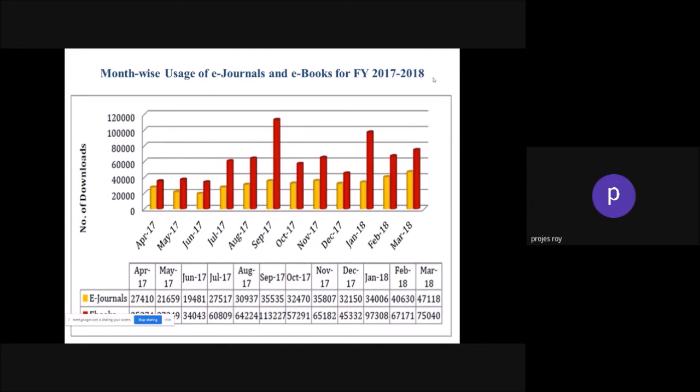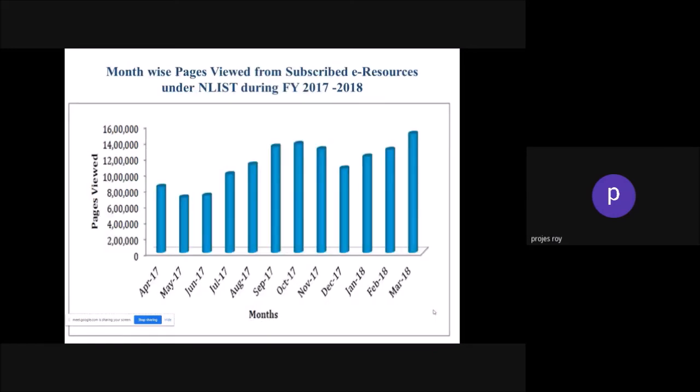Quantum of journal and ebook being searched in our databases through internet. So people are searching in India. They are more proactive. Here, month-wise page view from subscribed e-resources under N-LIST. You can see the quantum of page views in N-LIST up to March 2018.